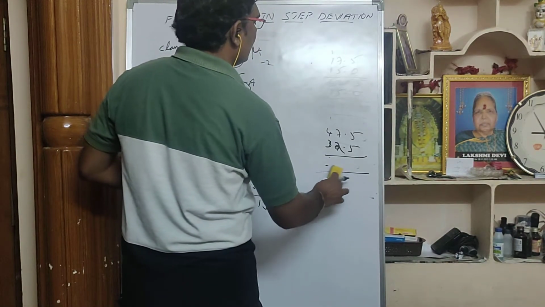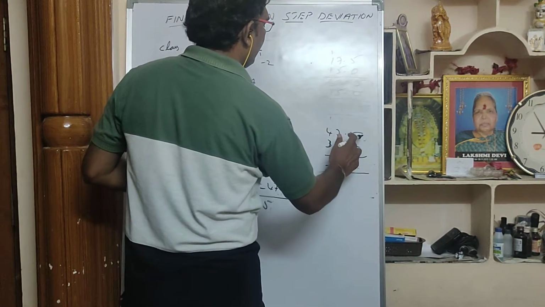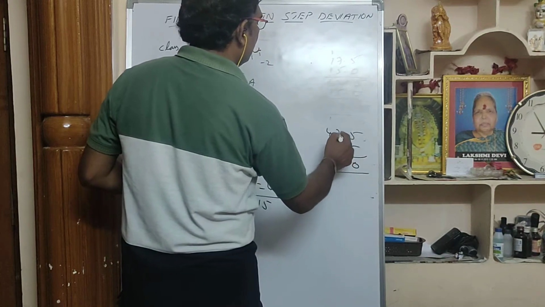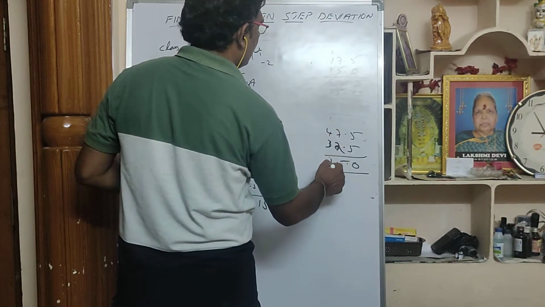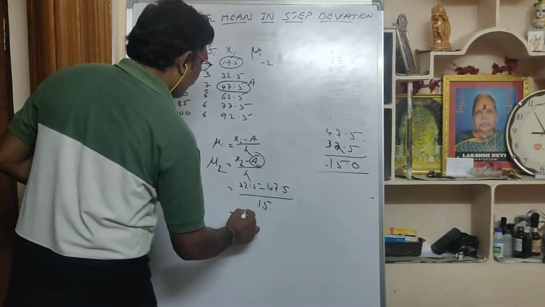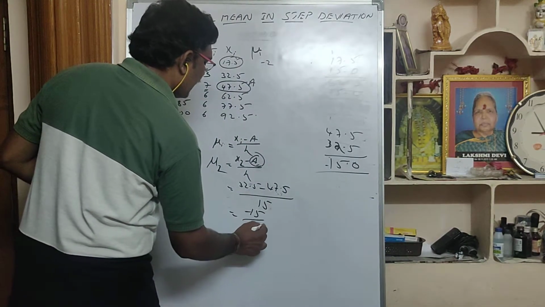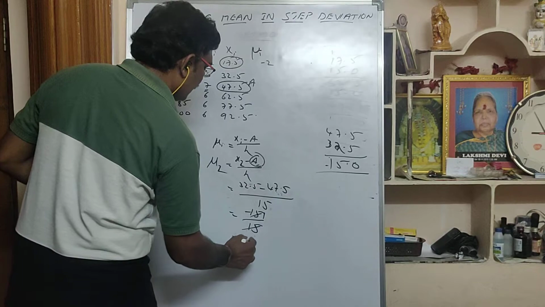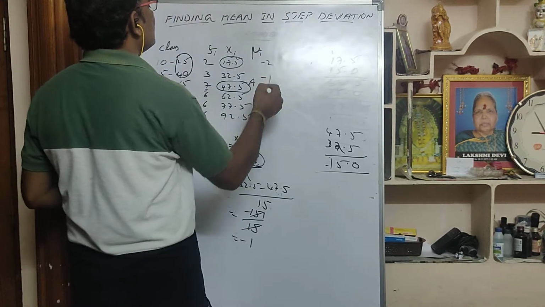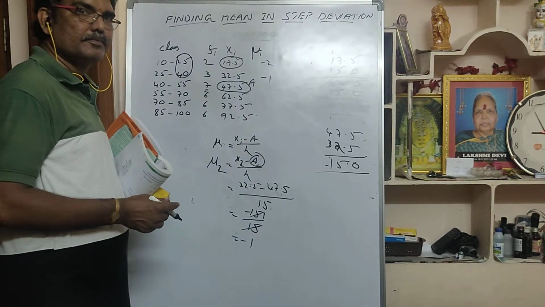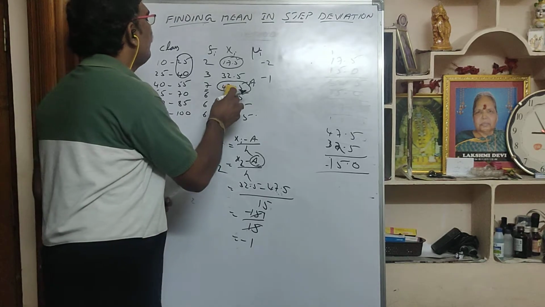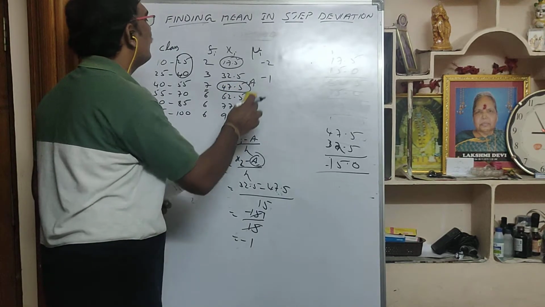If you subtract, how much do you get? See it here. 5 minus 5 is 0. The point is there. 7 minus 2 is 5. 4 minus 3 is 1. You are getting minus 15, down 15 is there. So how much do you get here? Minus 1 you get. Again 47.5. So mu2 is completed.